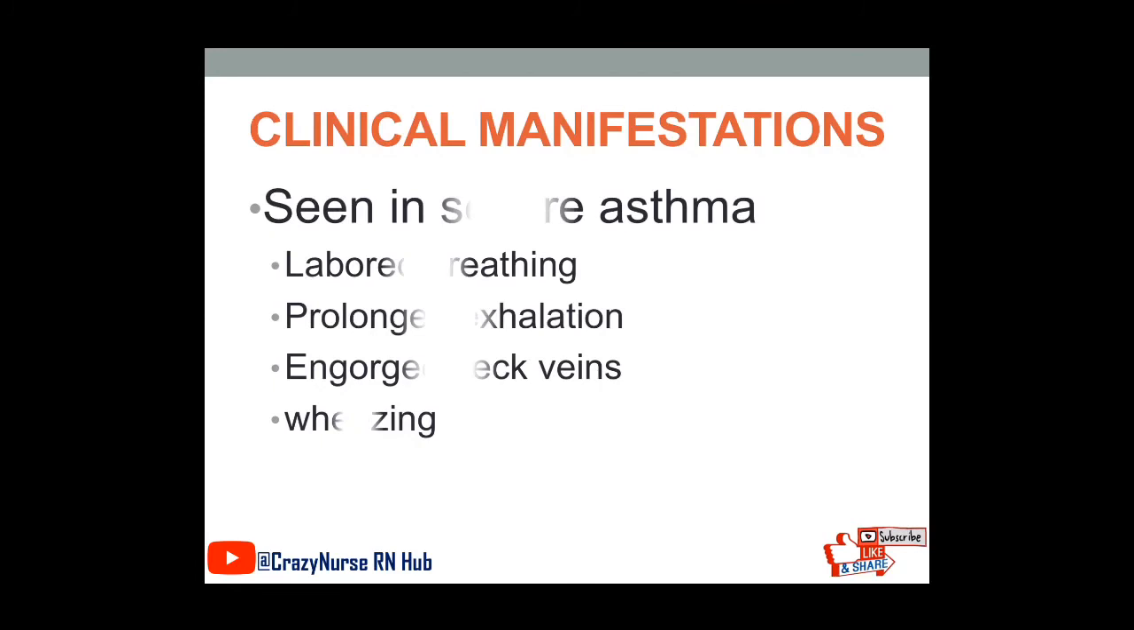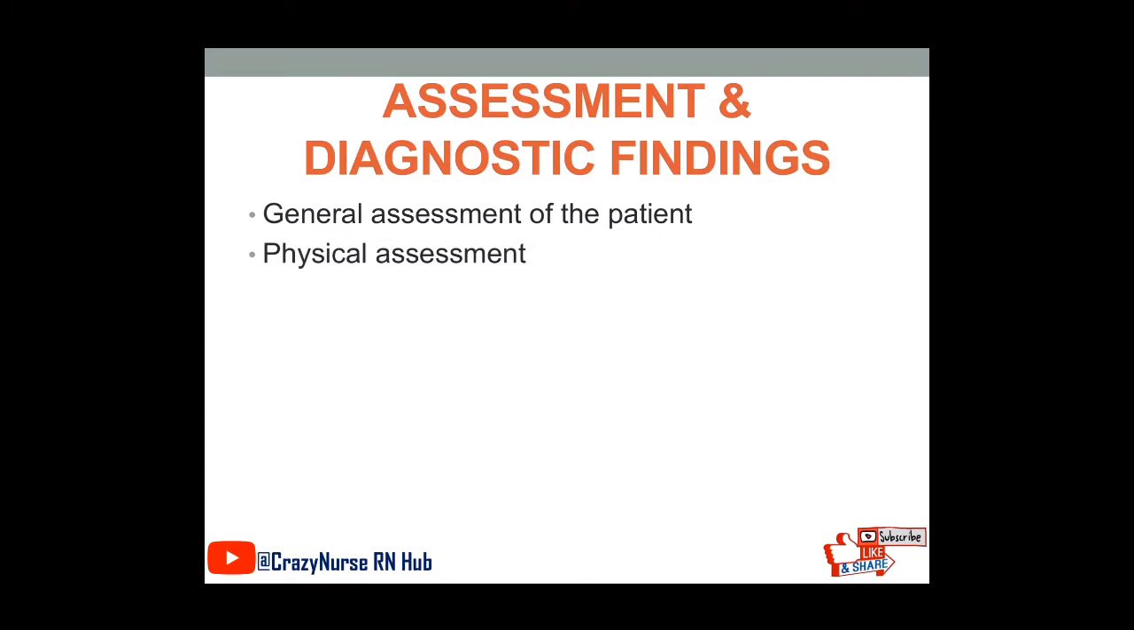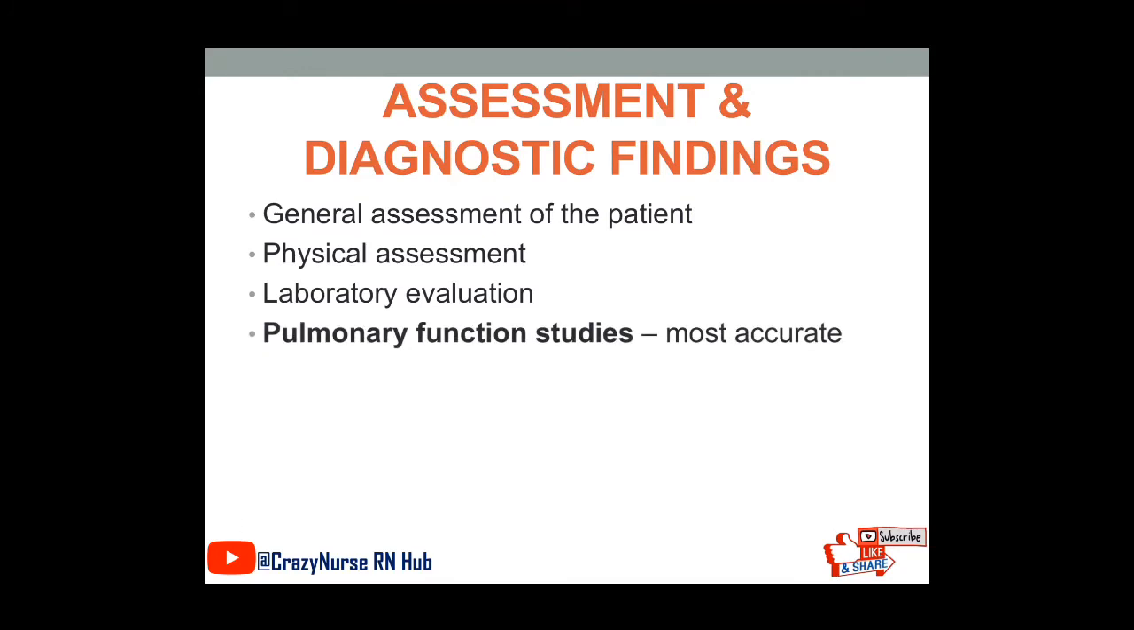For the clinical manifestations, it is seen in severe asthma as well, such as labored breathing, prolonged exhalation, engorged neck veins, and wheezing. For the assessment and diagnostic findings, first we have the general assessment of the patient, then physical assessment, laboratory evaluation. We also have the pulmonary function test, which is considered the most accurate in diagnosing status asthmaticus. We also have your ABGs or arterial blood gases analysis and pulse oximetry.